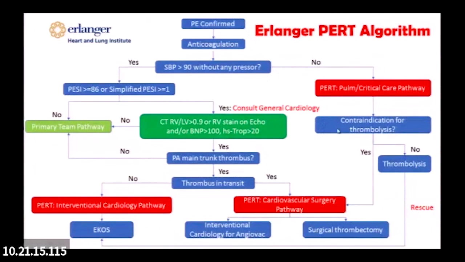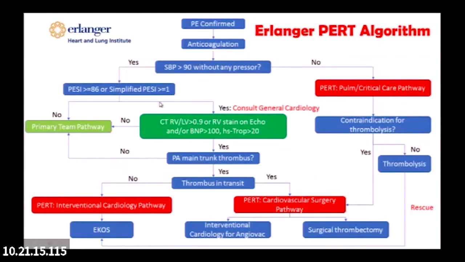Therefore, according to this algorithm, the patient had PE, and she was put on anticoagulation. And then we look at whether the patient is stable or not. If the patient is not stable, they will go to the pulmonary critical care pathway and get considered for thrombolysis. However, this patient is stable. Therefore, we need to evaluate the PESI score or simplified PESI score.